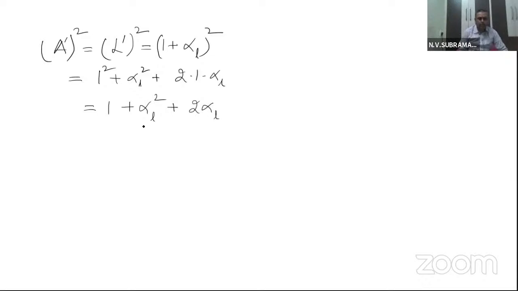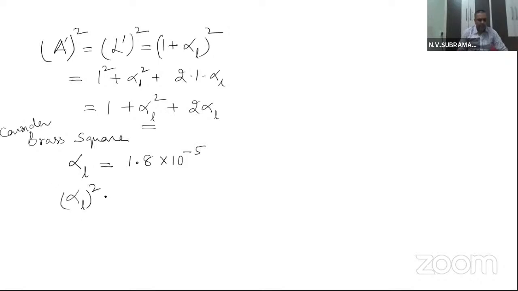Here only I want to tell you one important thing. For example, let us say the square plate is made up of brass. Brass square plate I am considering. Consider what type of square plate? Brass square plate. Can you tell me what is the value of alpha for brass? Just now you wrote 1.8 into 10 to the power of minus 5. Then what will be alpha L square? Tell me. 1.8 square. What is 18 18s?